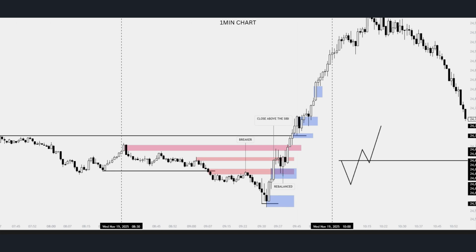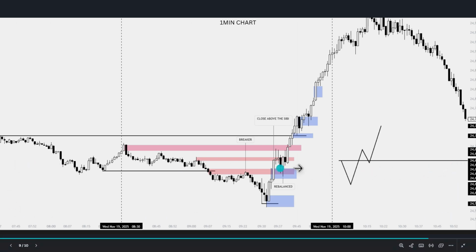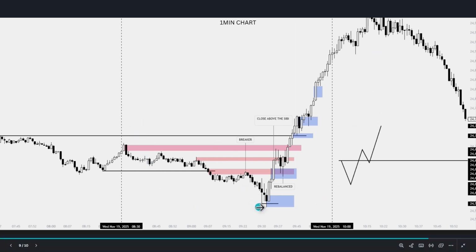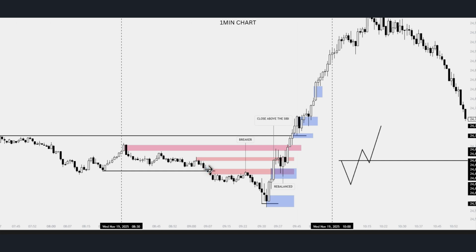One more thing you have to consider is there should always be a high time frame key BPR or imbalance price range in which this price action should happen, where imbalances are broken above and rebalanced and BPRs are closed above and rebalanced. So you can see after rebalancing, price continues to move upward.